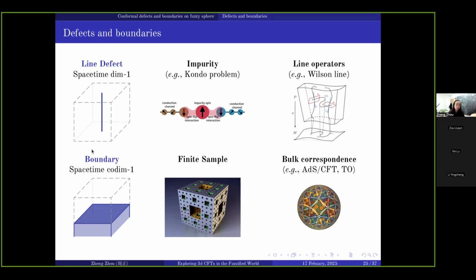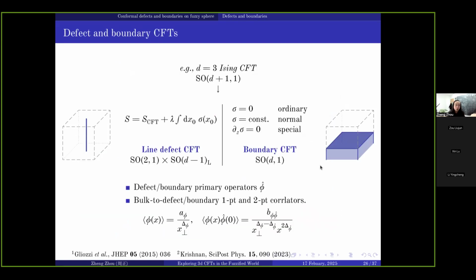On the other hand, boundaries are space-time codimension 1 objects. They are everywhere in experiments and in daily life, as our samples are finite. They can also tell you very non-trivial things about the bulk. For example, there is the famous AdS/CFT correspondence. More specifically, now we want to consider the conformal defects and conformal boundaries. So how do we obtain them?